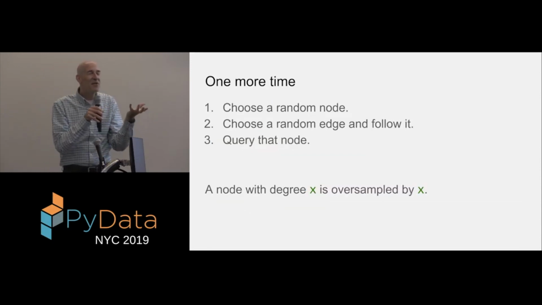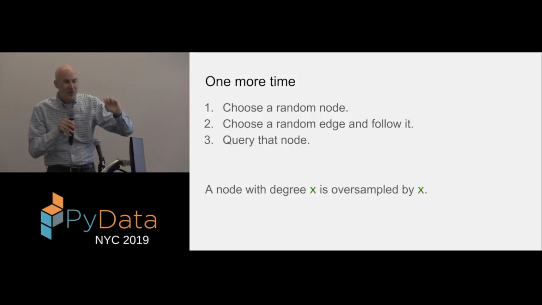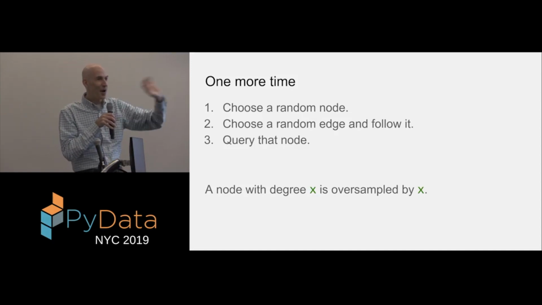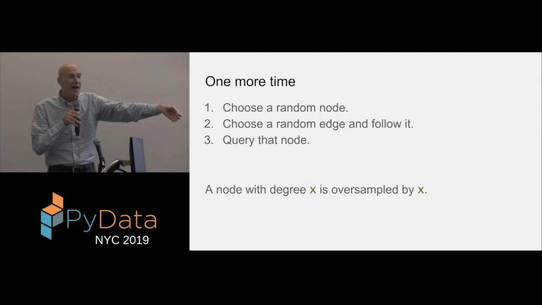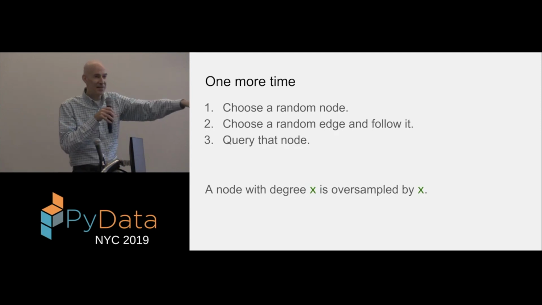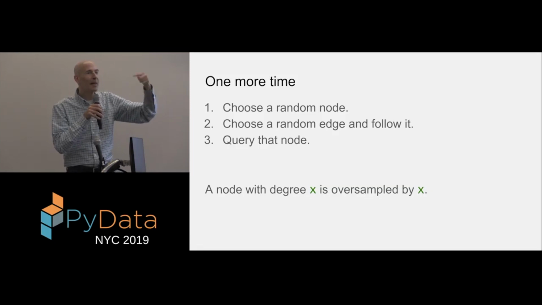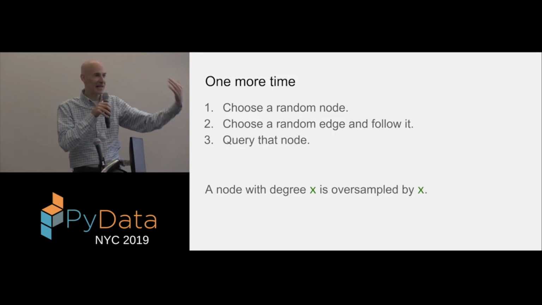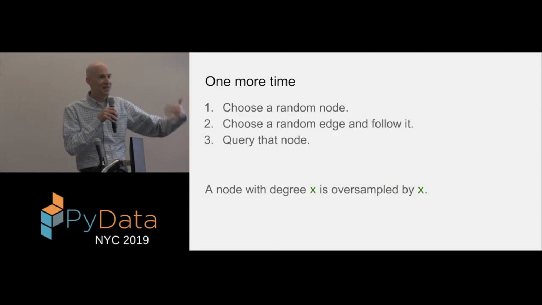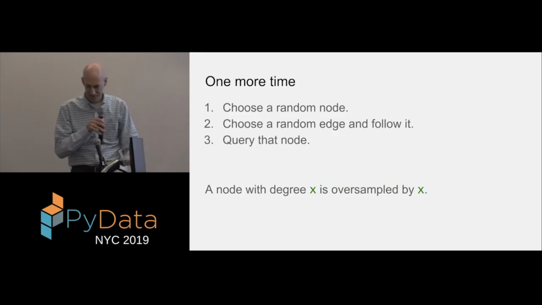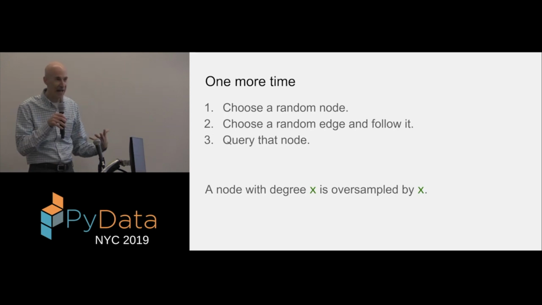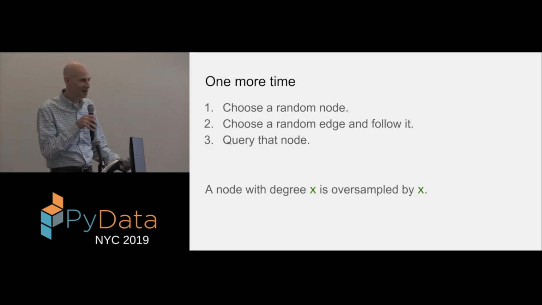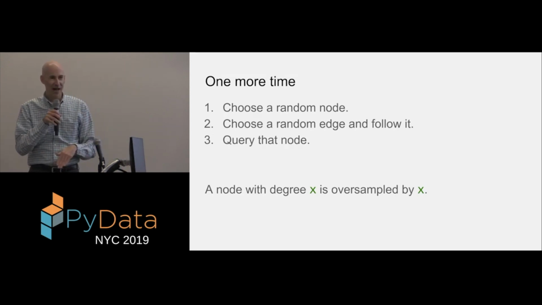So one more time, if you think of this as a graph, if you choose a random node, and then choose a random edge and go to its destination, and then for that node you ask how many friends it has, the probability that you land on a node is proportional to the number of edges that lead to that node, which is the number of friends. So a node with degree x, or number of friends x, is oversampled by a factor of x.